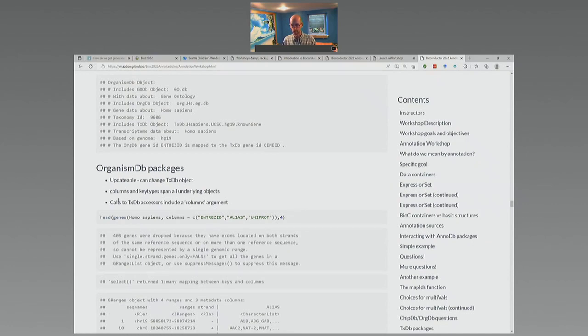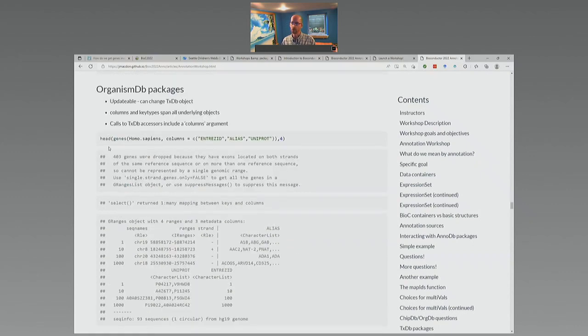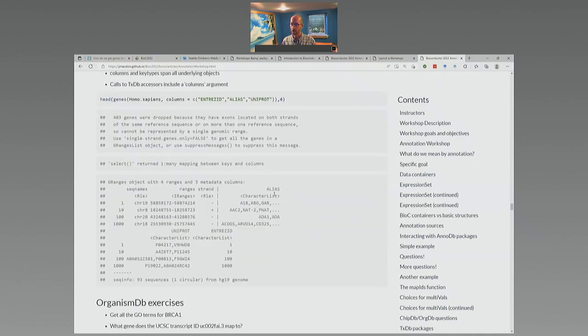The columns and the key types: if you ask for the columns for this Homo sapiens, you get all of the columns and all of the key types for any one of those databases that are underlying that package. So we can get data out of here. If we wanted to get all of the genes from Homo sapiens, and we wanted to get the Entrez gene ID, the alias, and the UniProt ID, we just ask for this columns argument. And then when it spits it out, here's all that extra data. This is the same thing that we got above from the TXDB, but now we've got all of the aliases for that, the two UniProt IDs that map to that, and then we asked for the Entrez gene ID, which is sort of silly because we already get that.